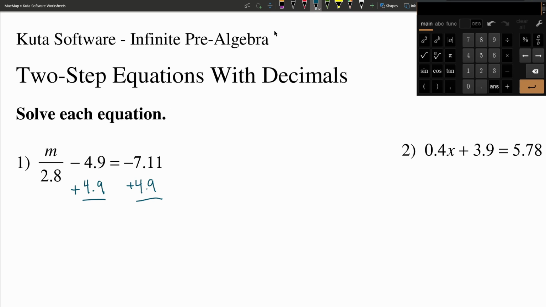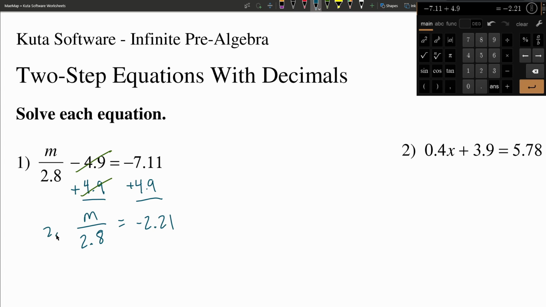negative 4.9 plus 4.9 equals 0. So on our left-hand side, we'll have m divided by 2.8 equals negative 7.11 plus 4.9. We can do this in our heads, or since I already have a calculator pulled up, let's just use a calculator to make going through this worksheet a little bit easier. So we're going to have negative 7.11 plus 4.9, and that's going to be negative 2.21. So negative 2.21.